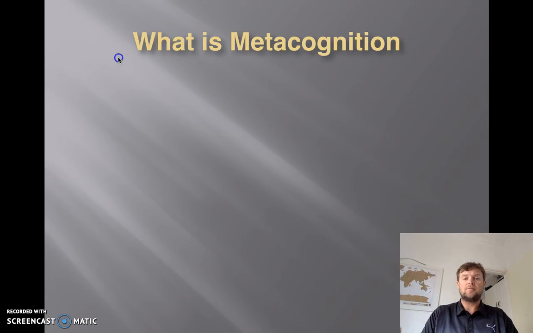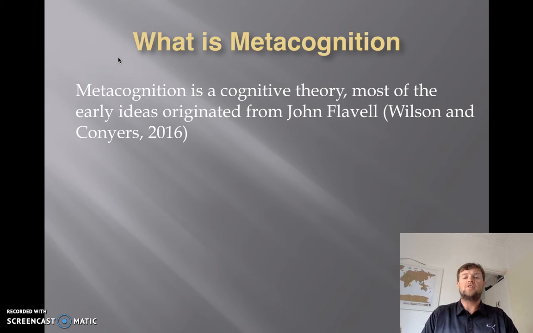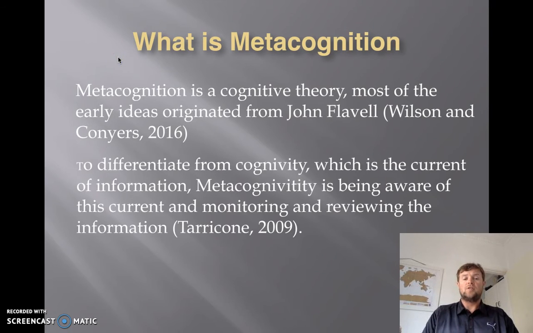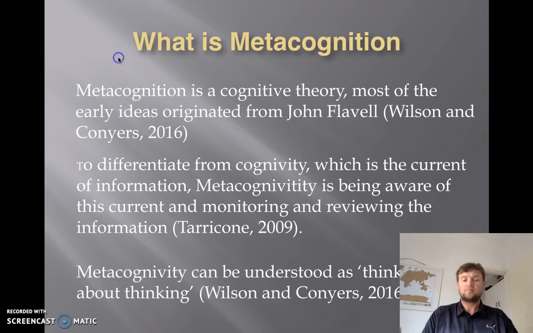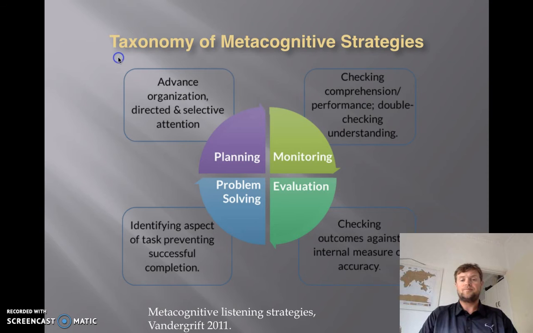What is metacognition? Metacognition is a cognitive theory. Most of the early ideas originated from John Flavell. To differentiate from cognitivity, which is the current of information, metacognitivity is being aware of this current and monitoring and reviewing that information. Metacognitivity can be understood as thinking about thinking.